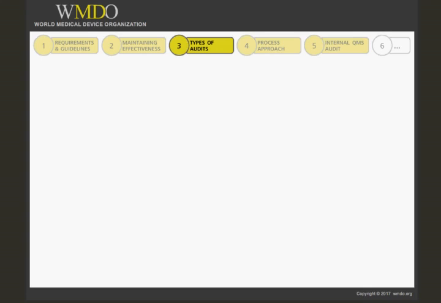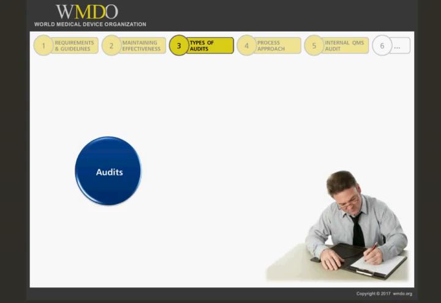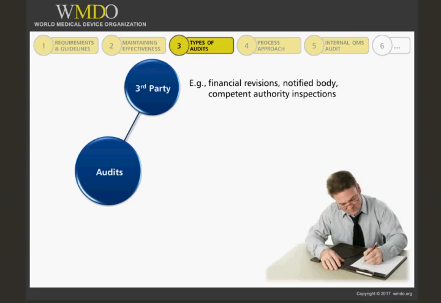Let's quickly have a look at the different categories of audits that medical device companies can face. First, there are the third-party audits related to the regulatory environment we are active in. In this category, you can have, for example, financial revisions, notified body or competent authority inspections.